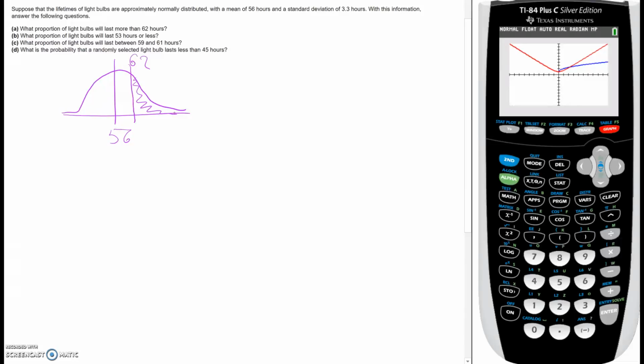So by the way, this is still picking up the calculator. So let's go over to the calculator. Hit second vars. Normal CDF, because we're talking about normal distribution. Our lower bound is 62, comma. Our upper bound is 999, that works. Mean is 56. Standard deviation is 3.3. There we go.